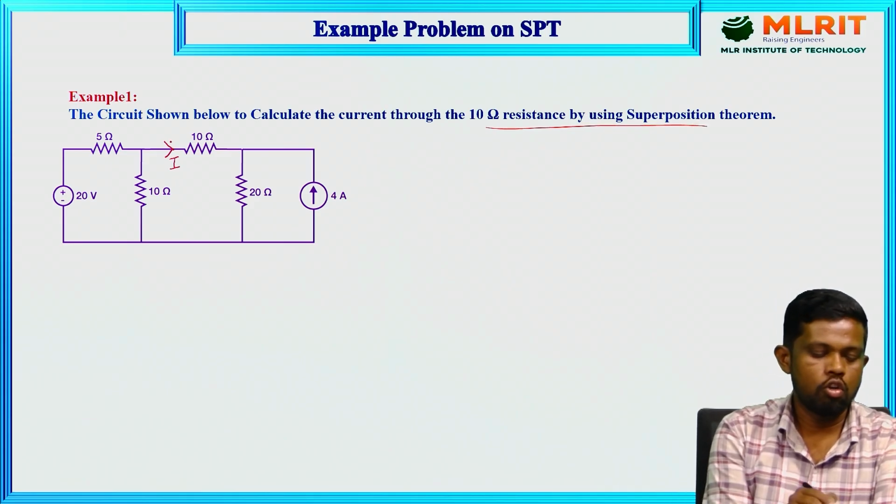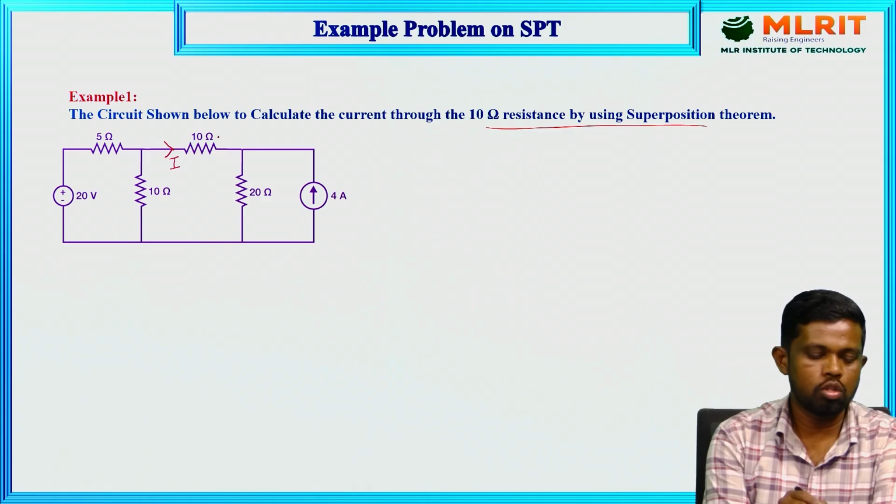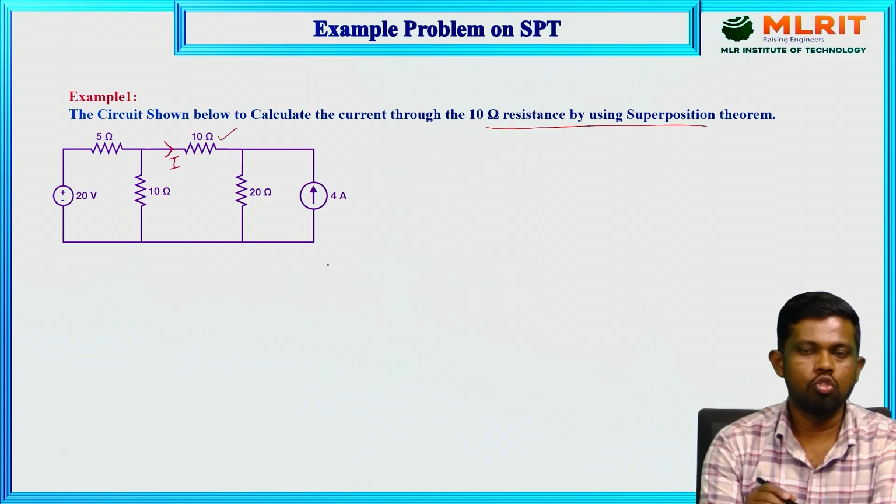Here we have two 10 ohm resistors present in the network, and we need to find the current through this 10 ohm resistor by using the superposition theorem.